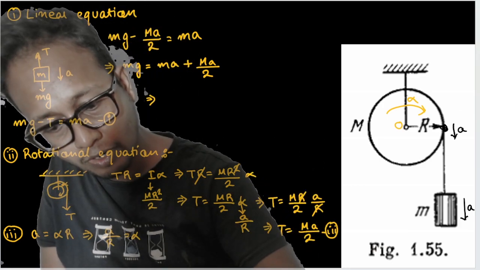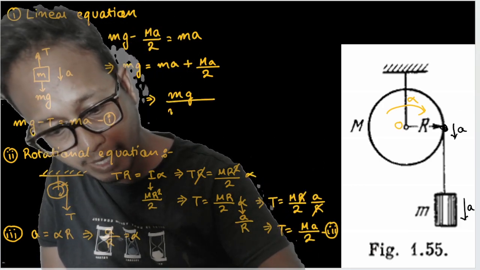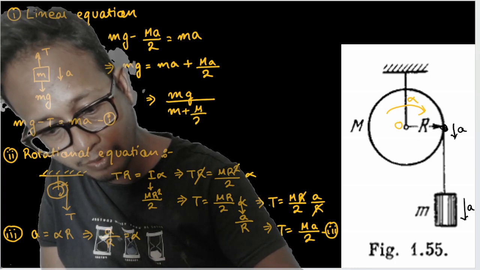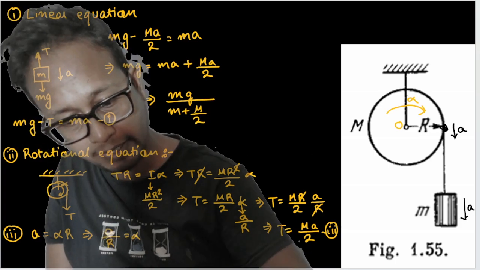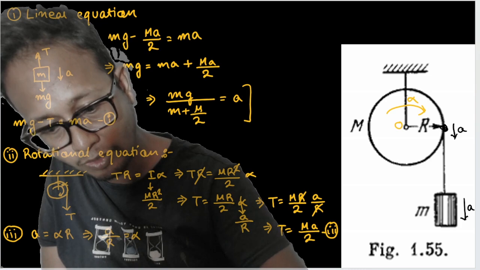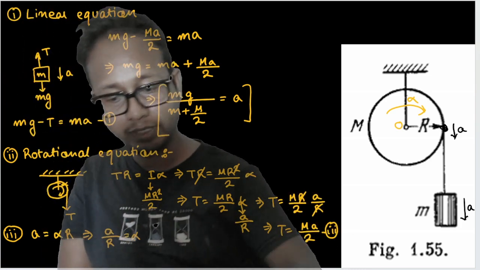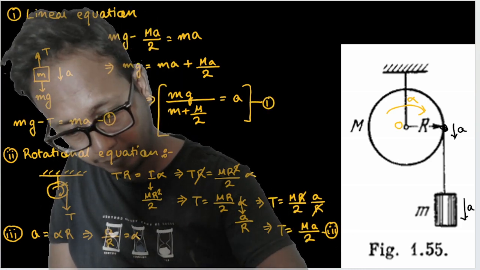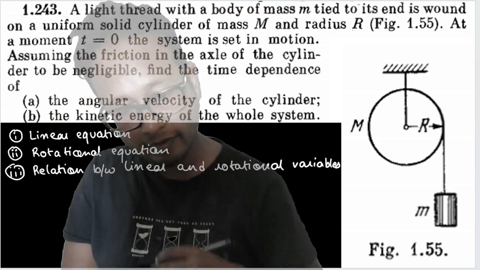Okay, or mg by m plus capital M by 2. Okay, mg by (m plus capital M by 2) is equal to the acceleration of the block. So this is our first part of the answer. The first part of our answer is the angular velocity of the cylinder.